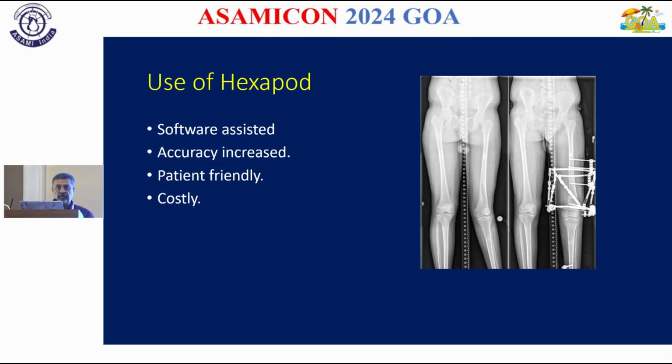Hexapod I've used only in one case, because coming from a place where Ayushman is very much available, patients don't prefer going for the other method of expenditure. Hexapod is software assisted, the accuracy increases, it is patient friendly, but costly because neither Mediclaim clears the bill of Hexapod nor the Ayushman.